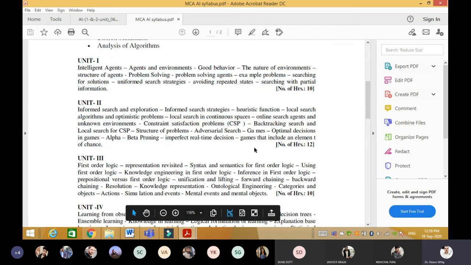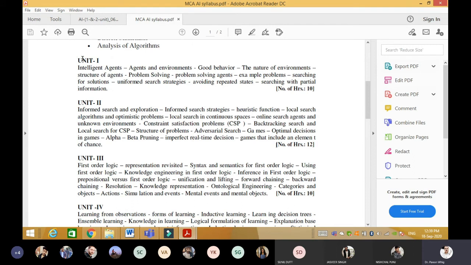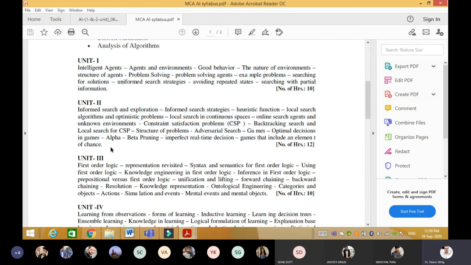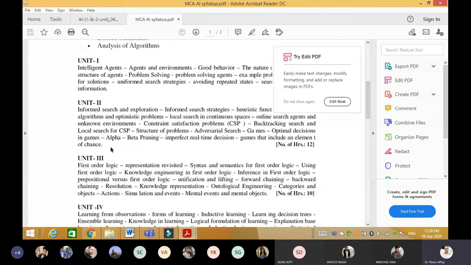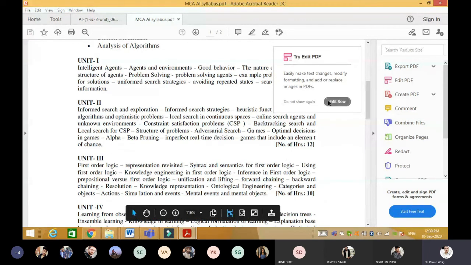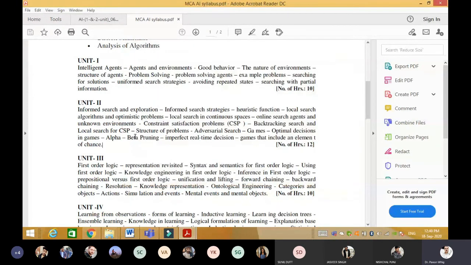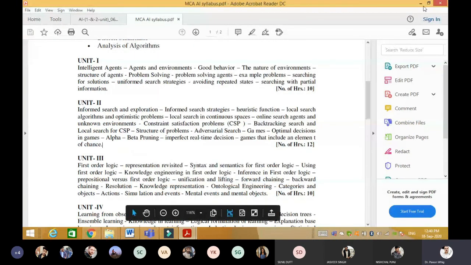And what is the way of the test? Definitely it must be unique. So I'll try my best in how to take the test so that we will not give you a chance to cheat. I'll try my best to make the test as secure as I can. And right, so this is all about the first and second units.